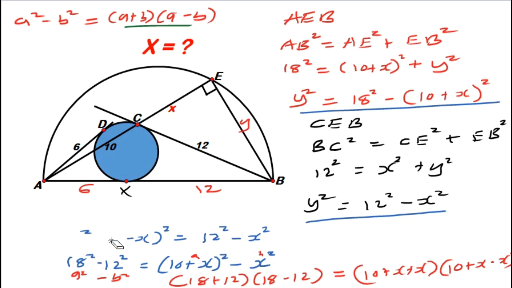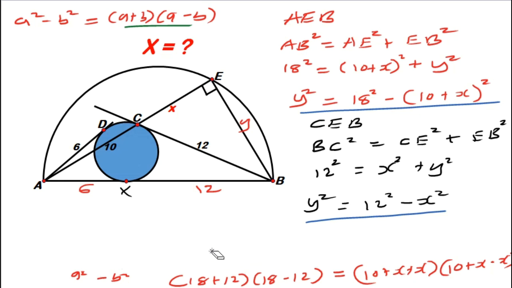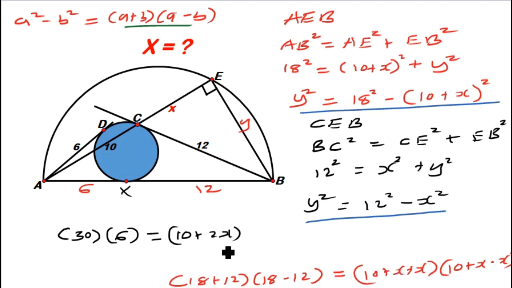So having done that, what do we now have here? Now 18 plus 12 is going to be 30, then 18 minus 12 is going to be 6, equals 10 plus x plus x. So that is 10 plus 2x. Remember, x plus x is 2x. Then it is times, remember x minus x is 0. You remain with 10.